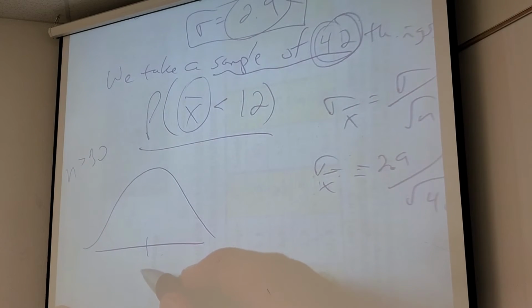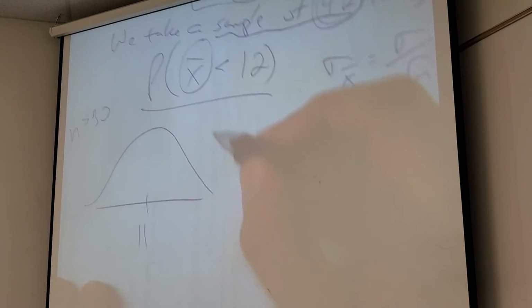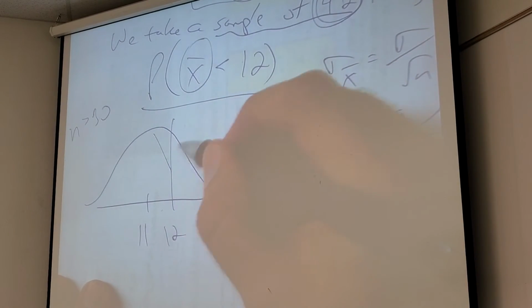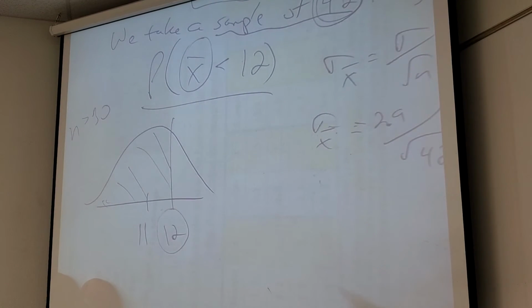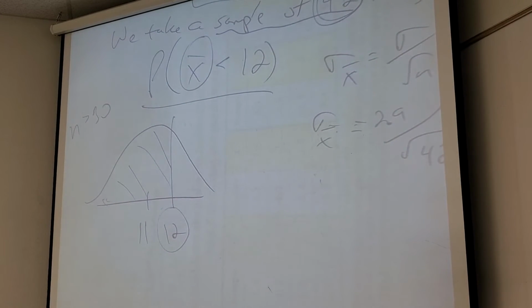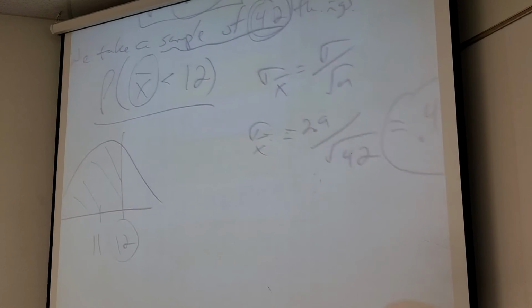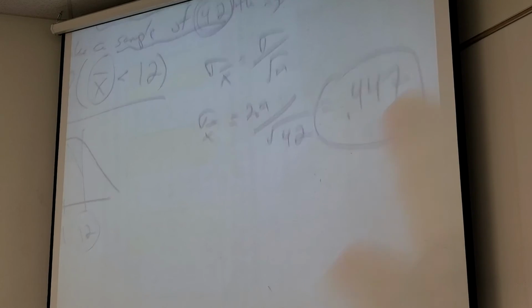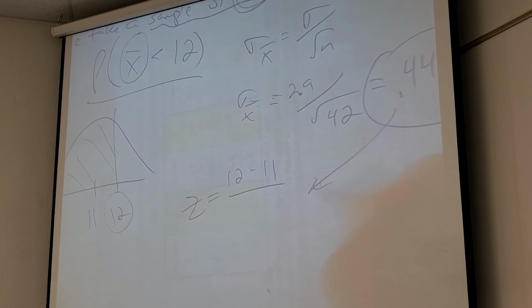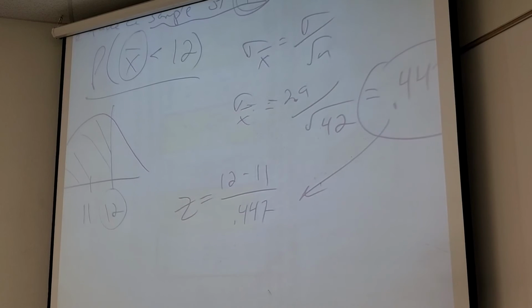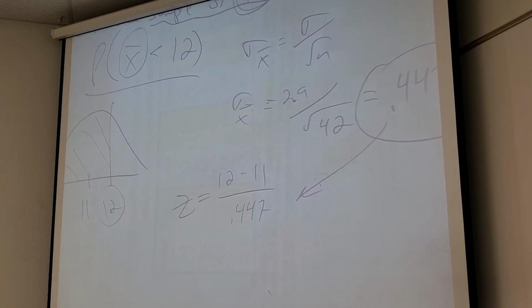What goes in the middle? 11. And where's 12? So I want this area here. Going to make this into a z-score. So every step is the same now. It's just what standard deviation am I going to use? This one. So when I go to make the z-score, it'll be my data point minus the mean divided by the new standard deviation.